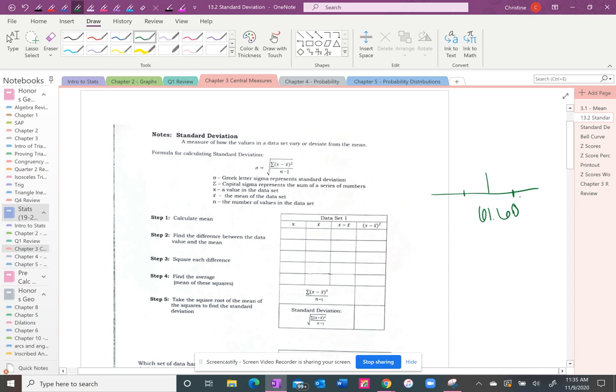So this would be 8961. And this would be 3359. And then you just keep on adding and subtracting your standard deviation. So it's just a way for you to set up the bell curve.